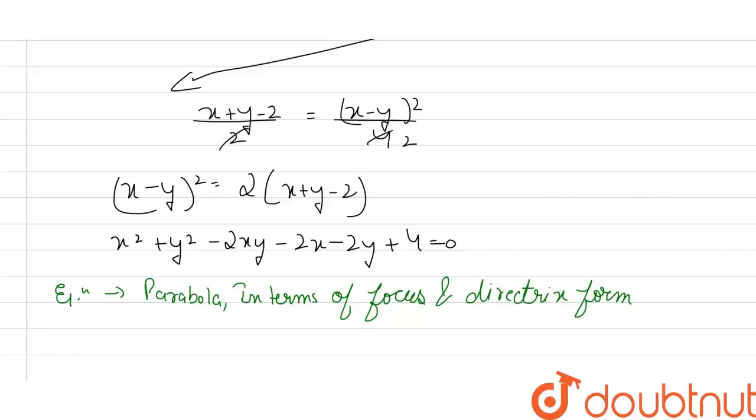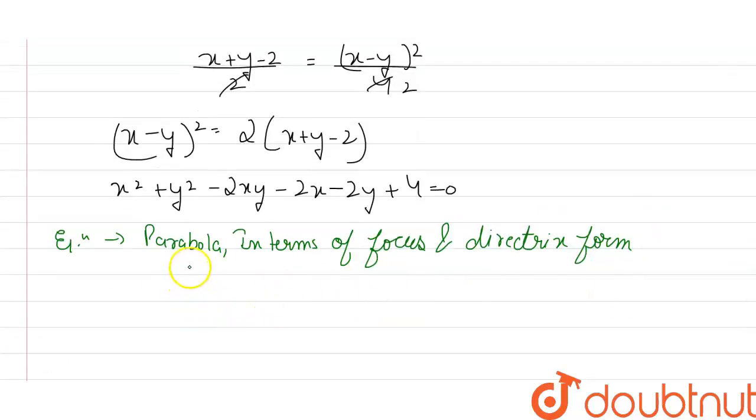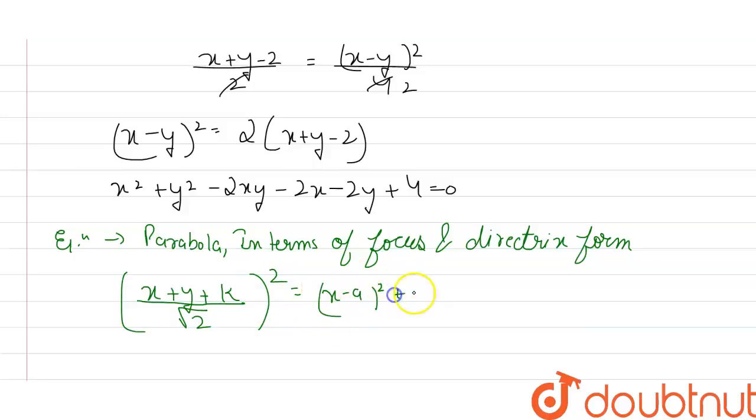So the general equation is basically this: (x + y + k) divided by 1 square plus 1 square, or I can directly write root of 2, and this whole thing squared, is equal to (x minus a) whole square plus (y minus b) whole square.